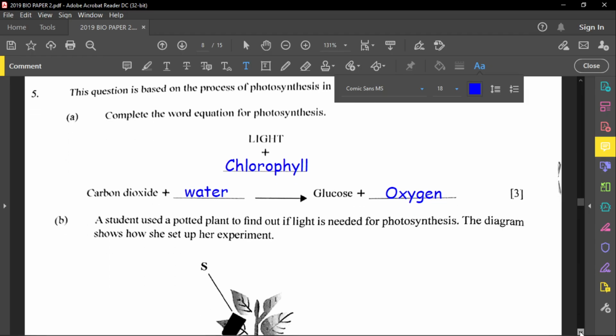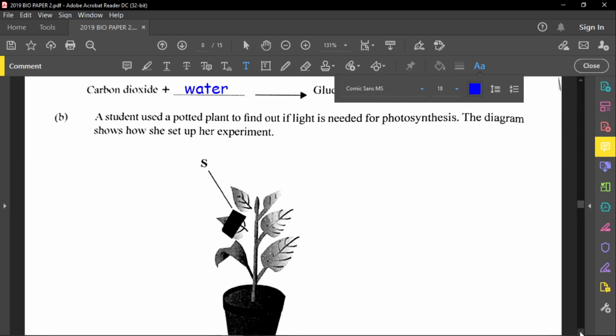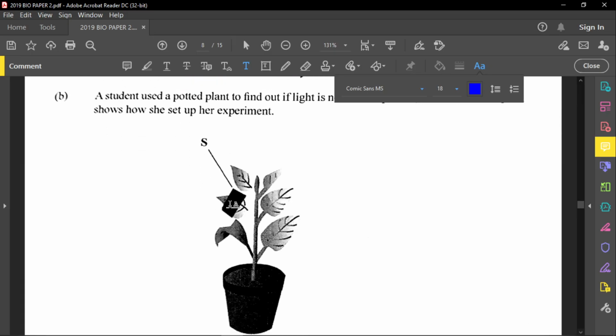All right, so part B now, it said a student used a potted plant to find out if light is needed for photosynthesis. The diagram shows how she set up her experiment. Now, I want you to notice something here. This is a potted plant. A leaf S is covered with dark paper, and the other leaves were exposed, right? So just notice that on the plant. All right, so the plant is treated like that.